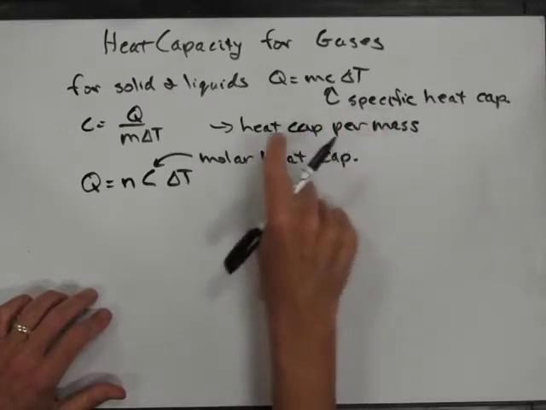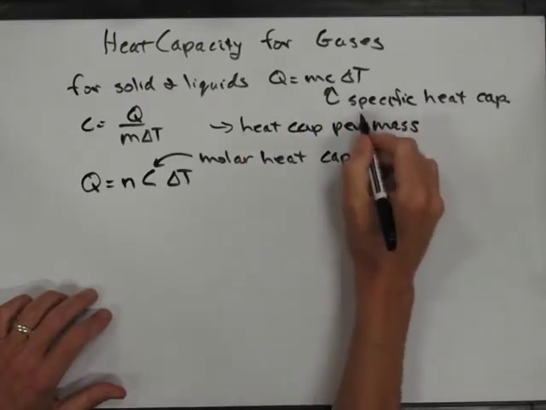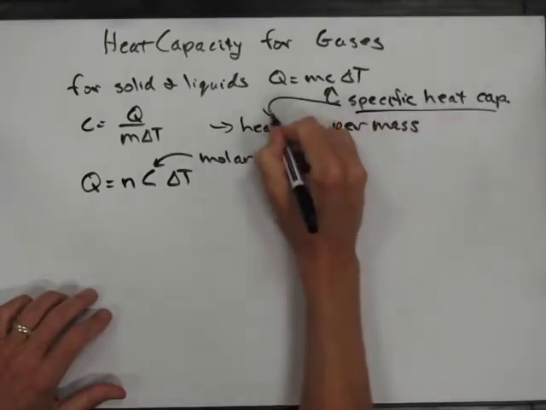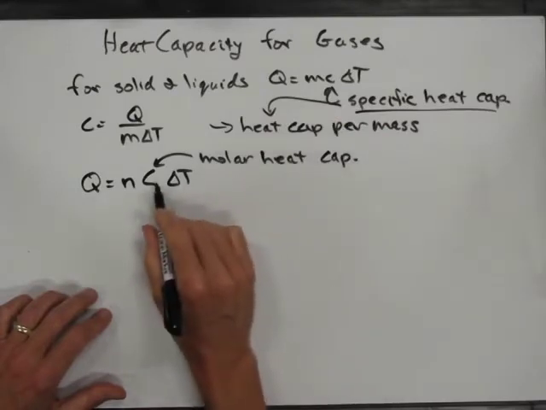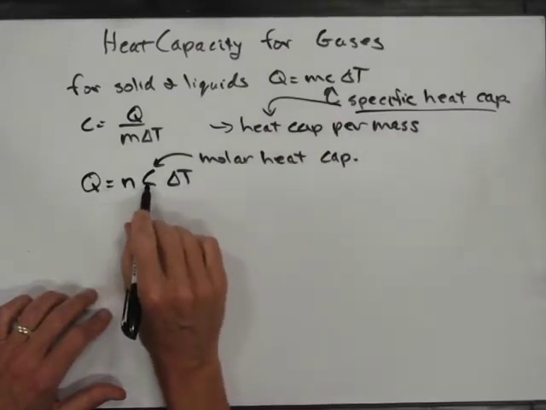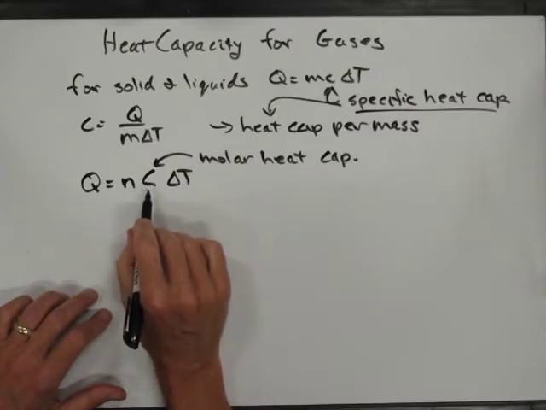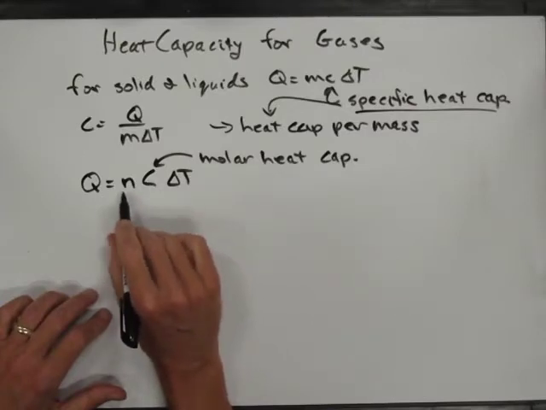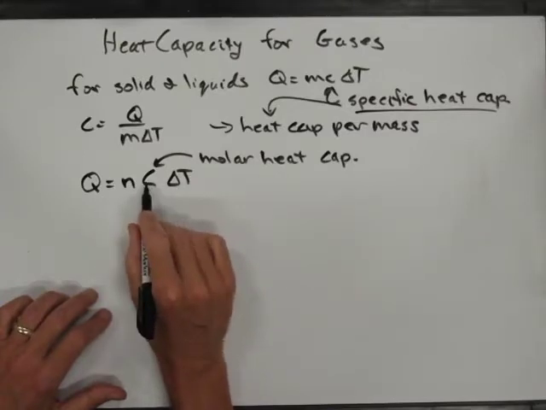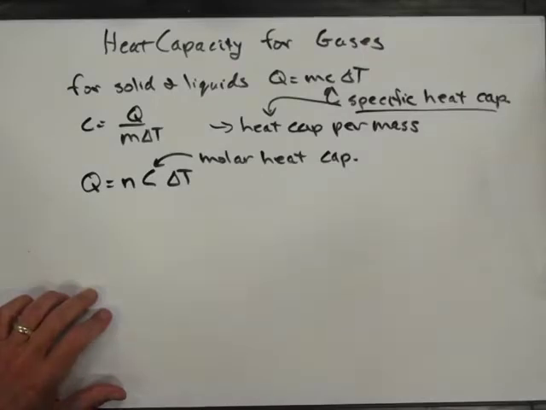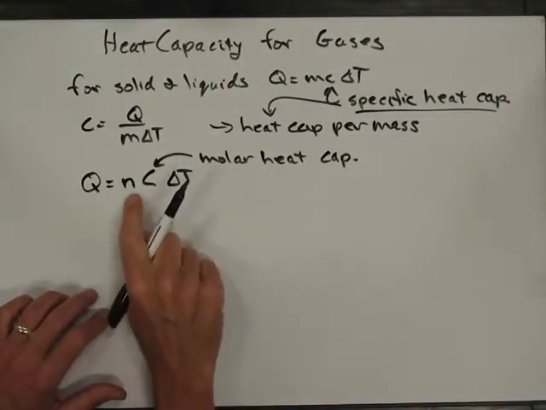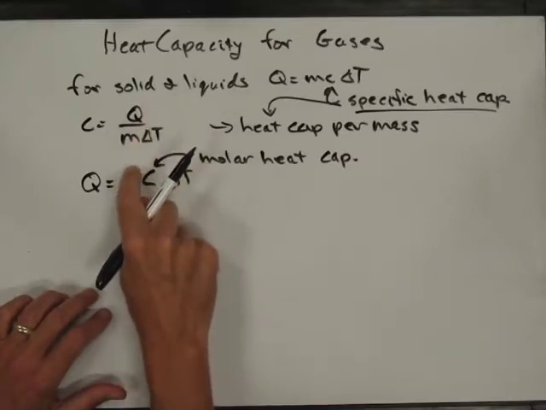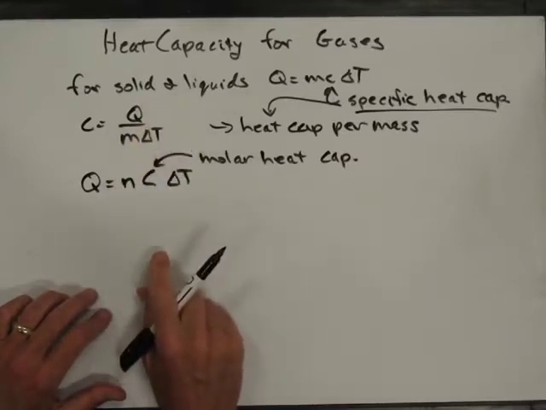So the heat capacity per unit mass is called the specific heat capacity, right? That's what this is. Sorry for all the arrows. But this is called the molar heat capacity. This is joules per mole Kelvin times the number of moles times the temperature. It gives you the number of joules. And so this is just another way of looking at the same thing. Here you're seeing how much heat it holds per mole. Here you're seeing how much heat it holds per kilogram, essentially.